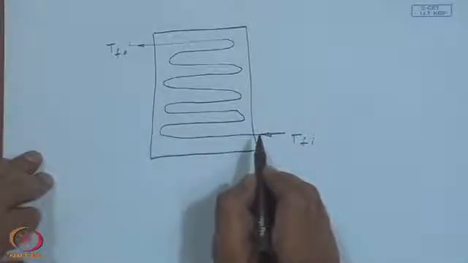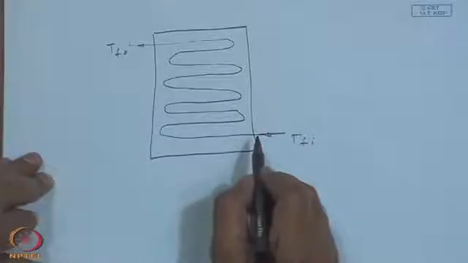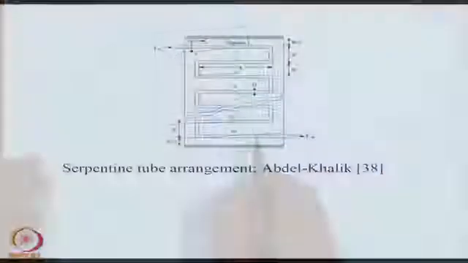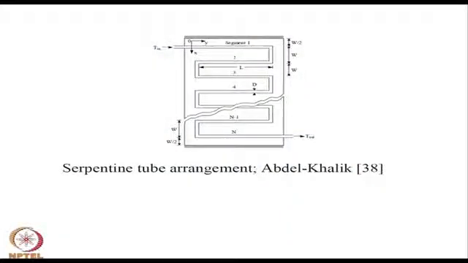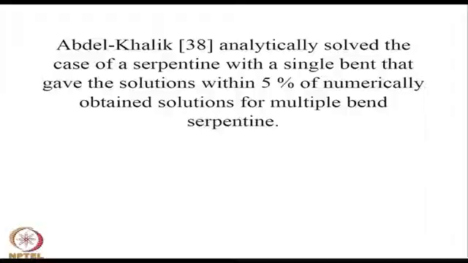Now, this picture you can see for segment 1 and segment 2 with the appropriate dimensions, or you can refer to any textbook, for example, by Duffie and Beckman, to see the picture in clarity. So, they have analytically solved the case of the serpentine with a single bend that gave solutions within 5% of numerical solutions for multiple bend serpentine. So, what they have done is simplification.